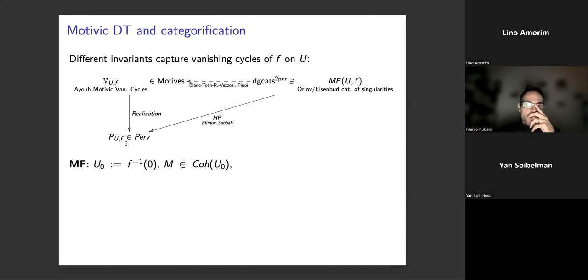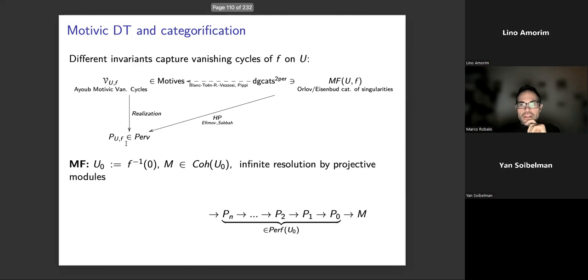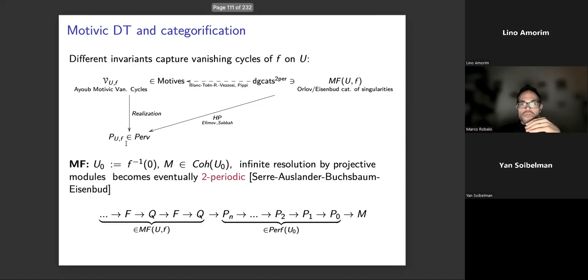The thing is, if f is not smooth, every coherent sheaf on U0 will have an infinite resolution by projective modules. If U0 was smooth, all resolutions would stop in a finite number of steps by Serre's theorem. But if it is not smooth, it will have an infinite resolution. Because of this, there is a result by Serre, Auslander-Buchsbaum formula and Eisenbud: this resolution eventually becomes 2-periodic after a while. So essentially what this category MF captures is only the piece of the resolution that is 2-periodic.